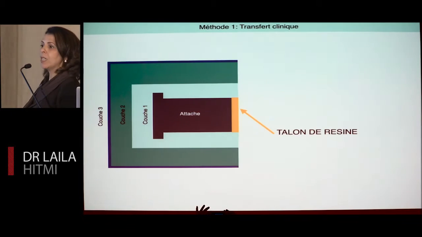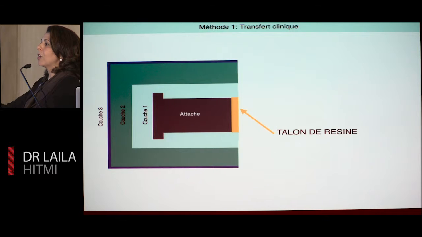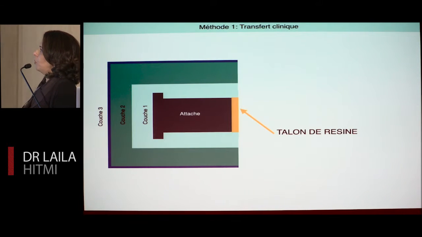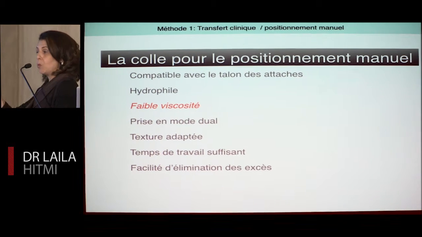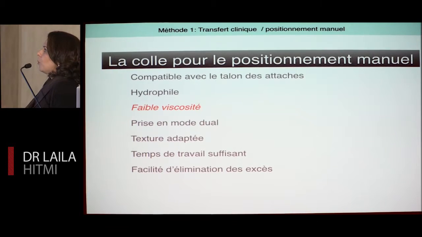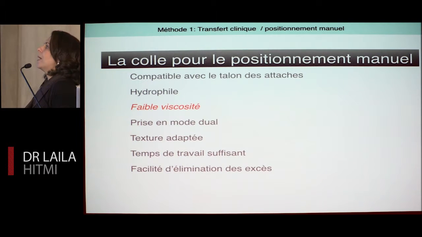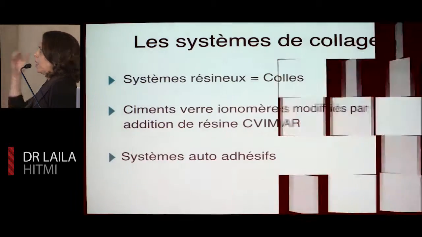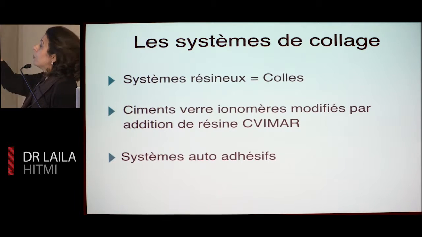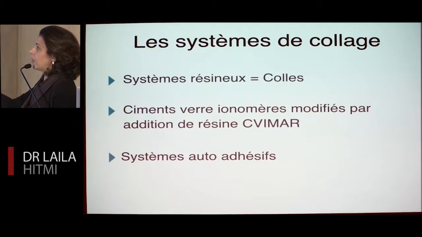To do that, you have the attachment. You already have the resin stub because you've attached it. This is the situation. You just need to find a material which is compatible, hydrophilic, and low viscosity. You already have the resin. There should not be excess thickness. It's a dual setting mode. The texture has to be adapted, and you need to facilitate the removal of excess material.